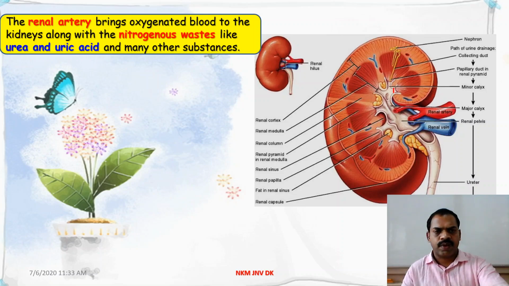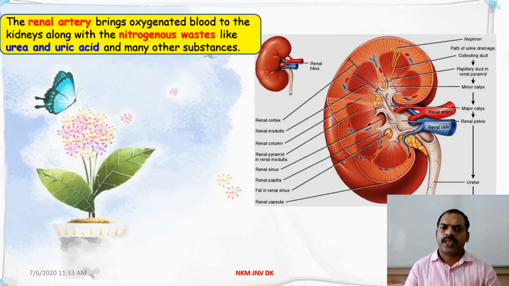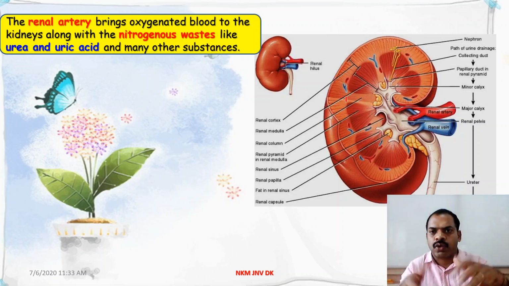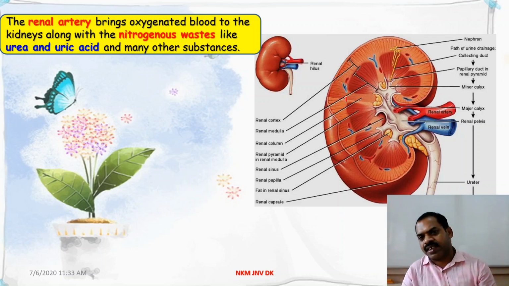containing waste material, urea and uric acid, and many other substances like drugs, etc. that are not required. If we consume a B complex tablet, B complex is good for us. It is required for our body. You can purchase it from the market also. If you purchase it and consume B complex continuously, our body will not store B complex. It will go out through the urine. So excess drugs, metabolic waste, excess water, everything will go out through the urine. So the artery will bring all these things.